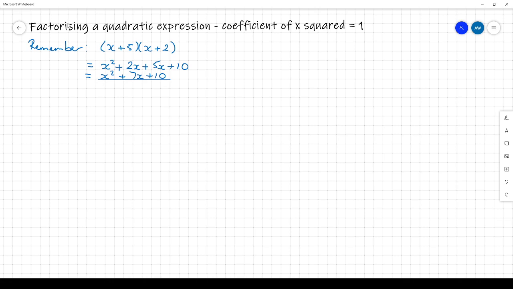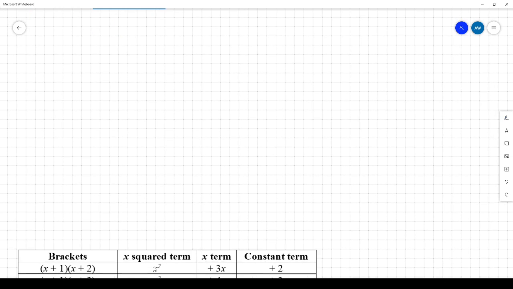Well, factorising a quadratic expression like this is turning it back into what it started as. So we need to take this expression here and put it back into brackets as it was to begin with, because factorising, as you know, is the opposite of expanding a bracket. Okay, so the question is, how do we do that? Well, I've got a little table here which I'm now going to bring up.